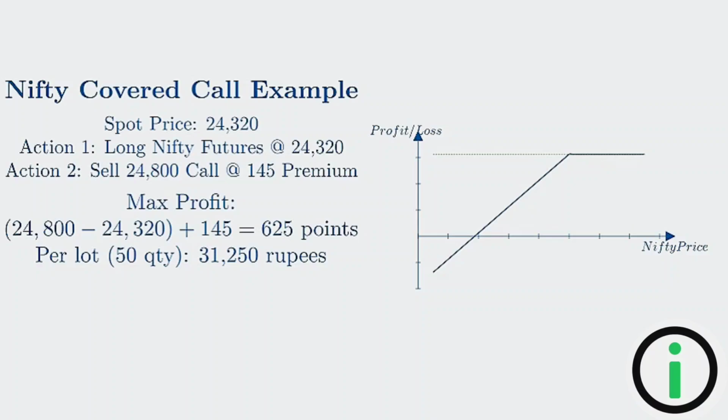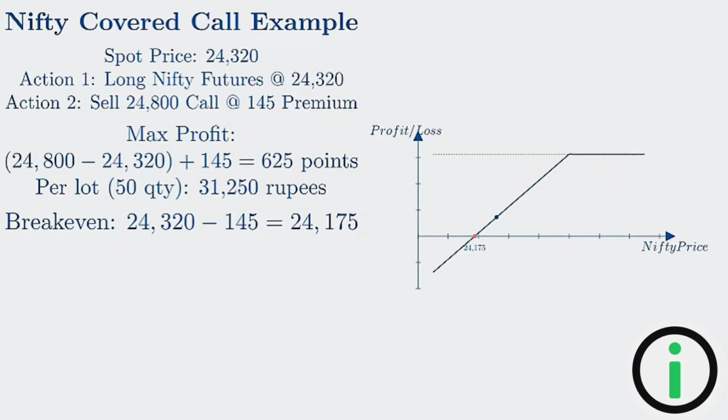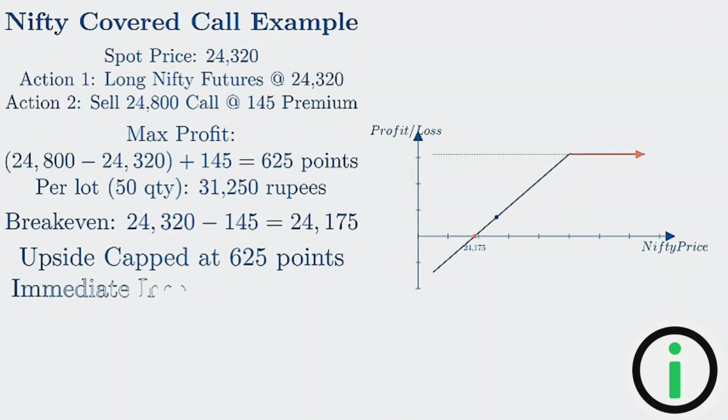Your break-even point is now lower at 24,175. If Nifty stays flat at 24,320, you still profit by the full premium amount. The trade-off? If Nifty shoots up to 26,000, you still only walk away with 625 points of profit. You've capped your upside in exchange for immediate income.